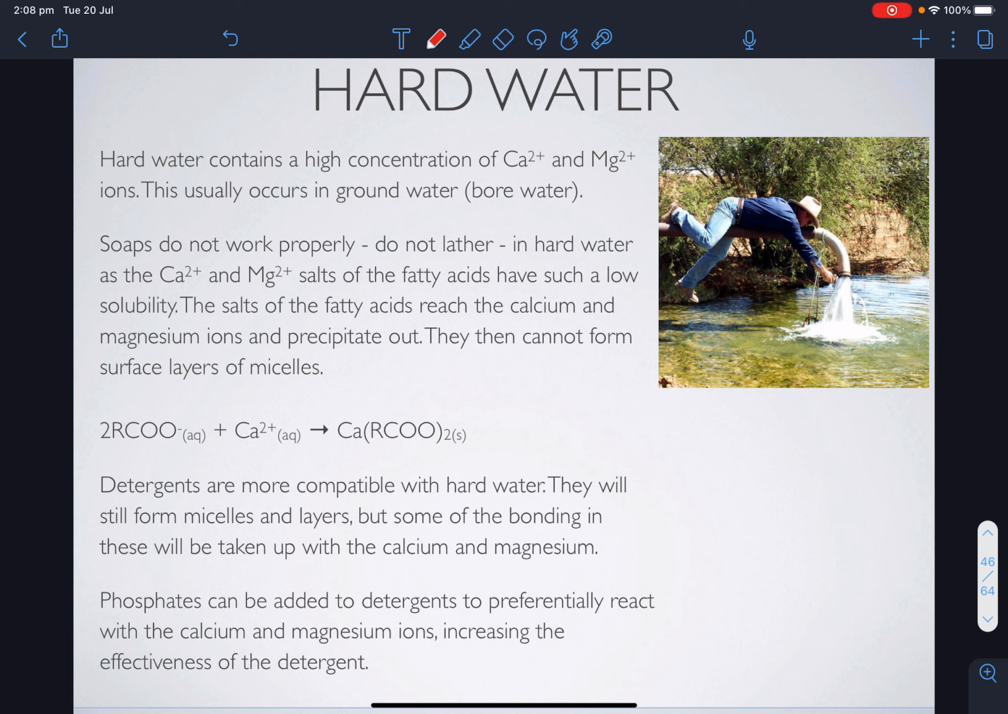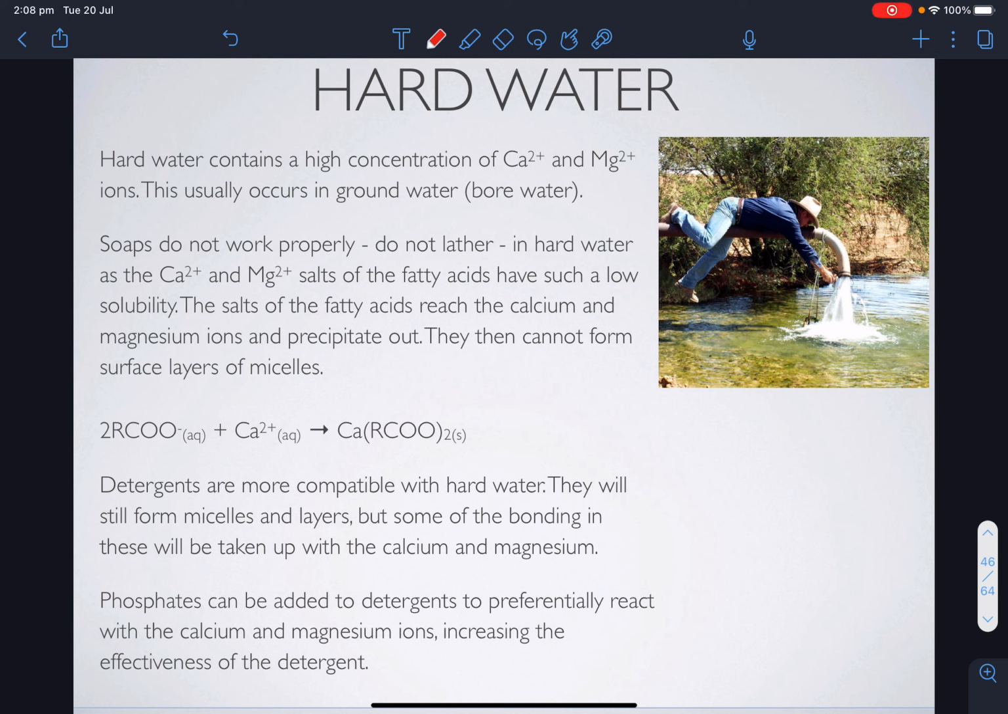So anywhere in the world where you're extracting water from the ground, it can have a lot of dissolved minerals and dissolved ions, and it can have a lot of calcium and magnesium. Okay, what that does is soaps don't work properly when there's a lot of calcium and magnesium. Okay, they don't lather.